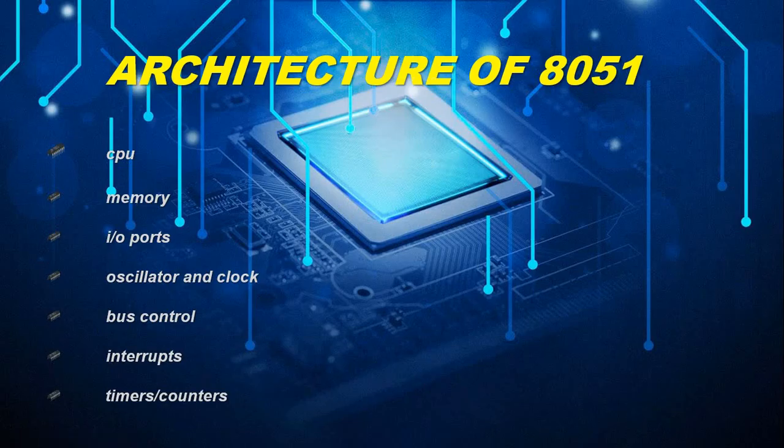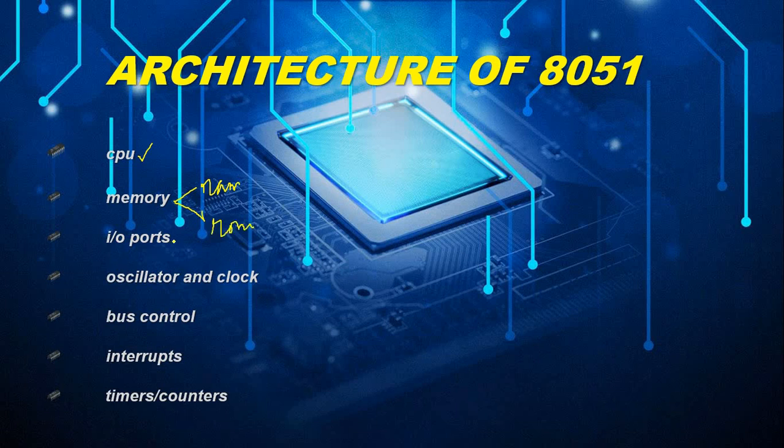Architecture of 8051. 8051 will run only if these components are present. If these elements are not there, 8051 cannot operate, because 8051 is a small computer. So we need a CPU as a processor to perform all the operations. And to store all those operations, we need a memory unit. We already know the memories we have: a RAM as well as a ROM.